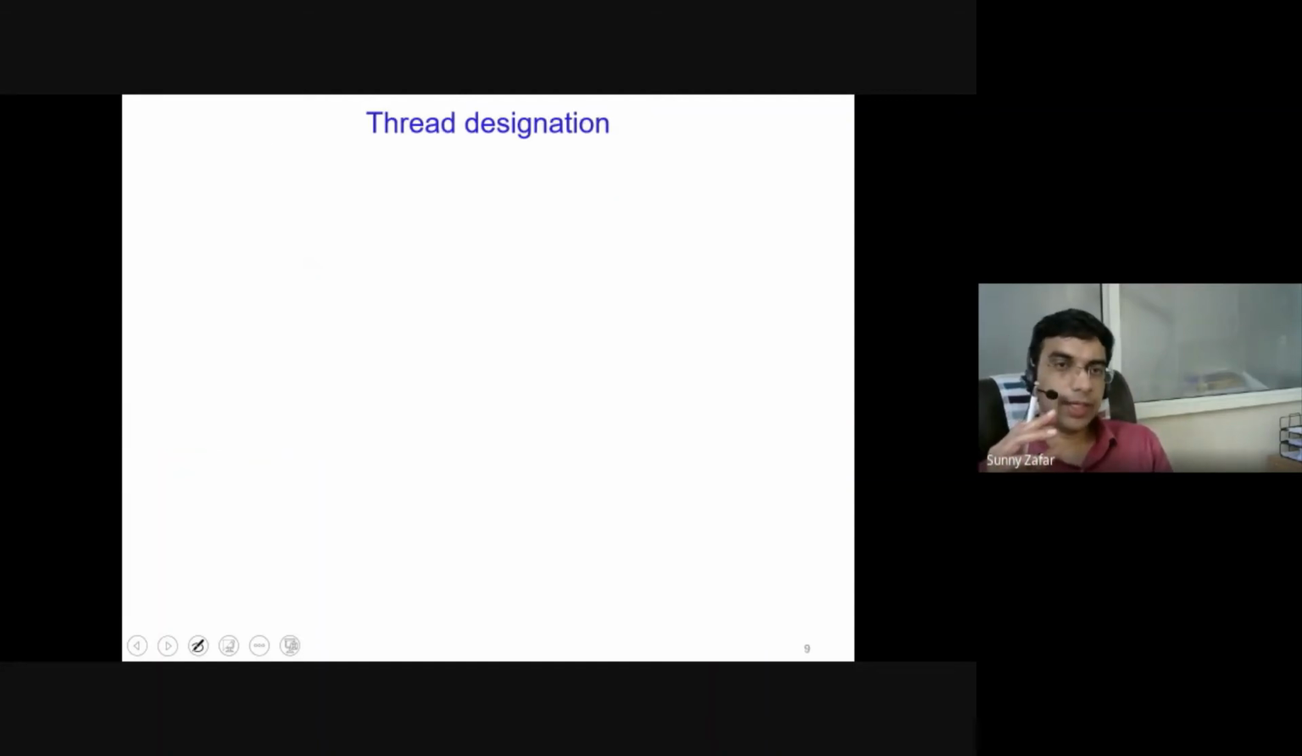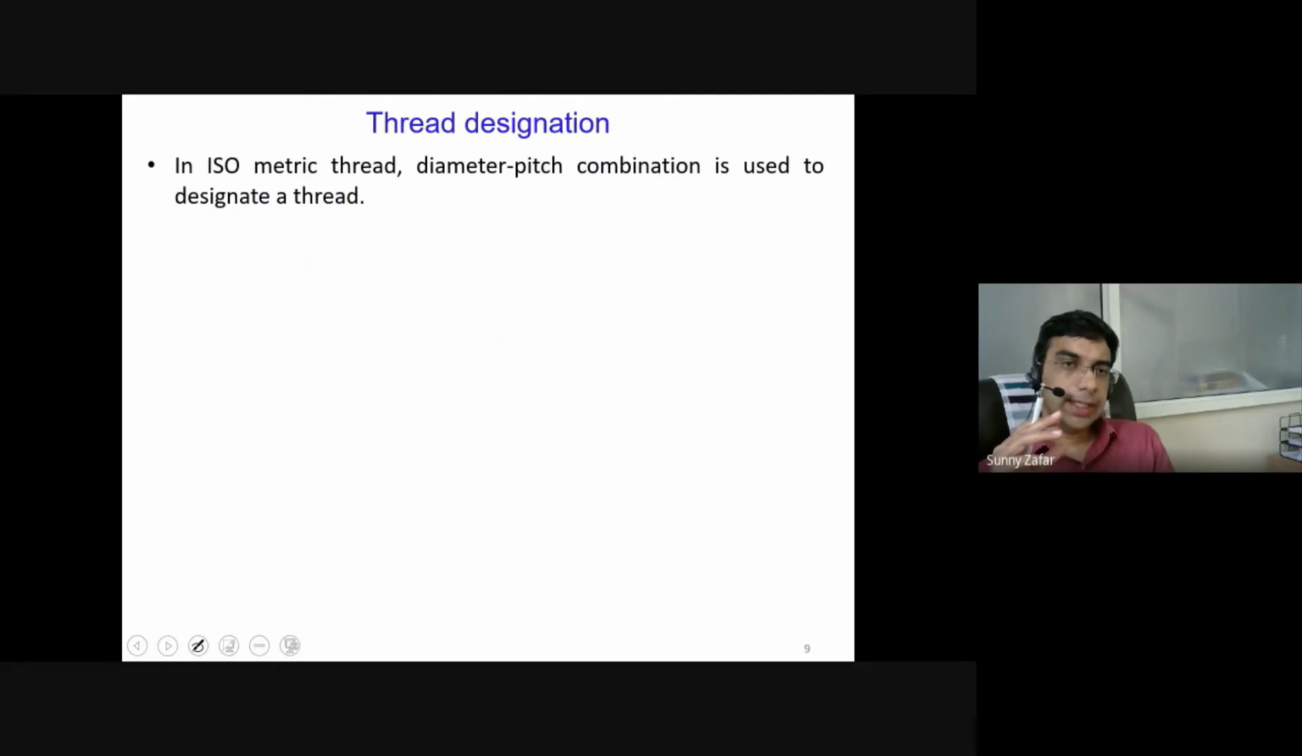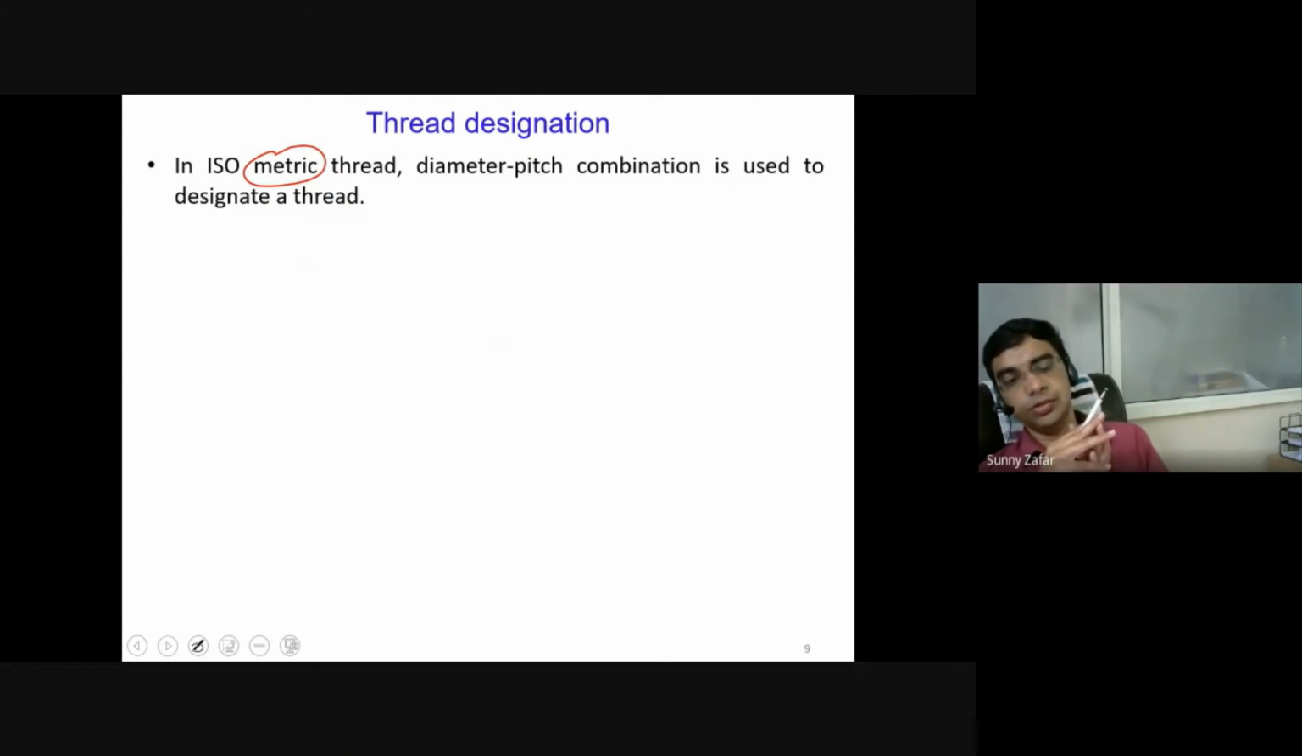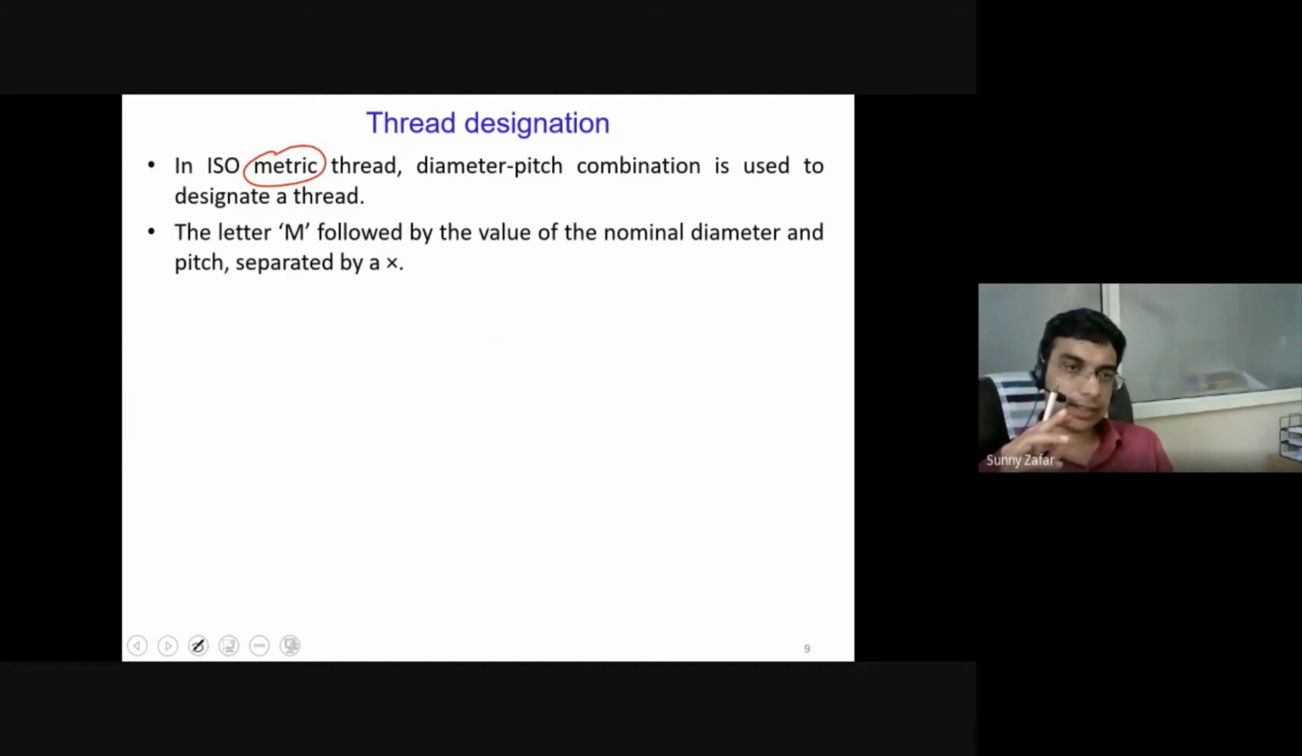With this background, moving ahead, we go to the thread designation. Thread designation is basically the designation which will be used on most of the machine drawing sheets. It is a coded version which gives all the information about the thread. So in the isometric thread, the diameter pitch combination is used to designate the thread. I'll discuss how this is done.